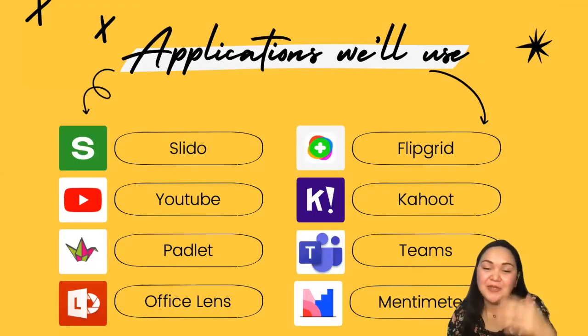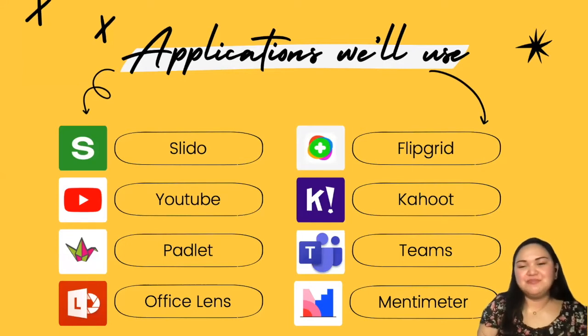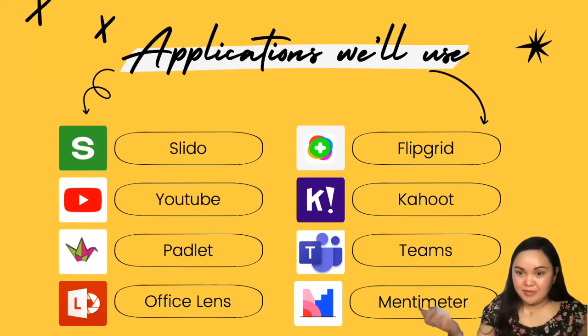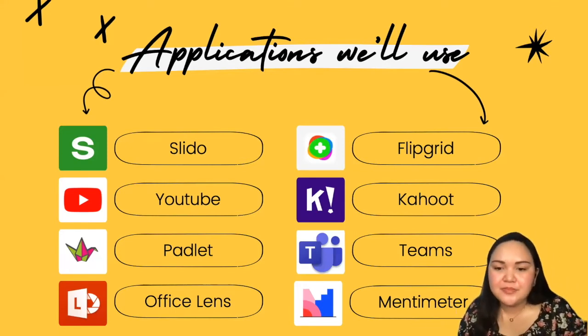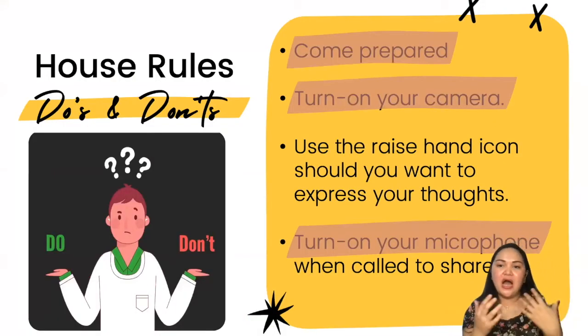These are the applications that we will be using: Slido, YouTube, Padlet, Office Lens, Flipgrid, Kahoot, Teams, and of course Mentimeter. Just take note of them. Next. Now, what are our house rules?